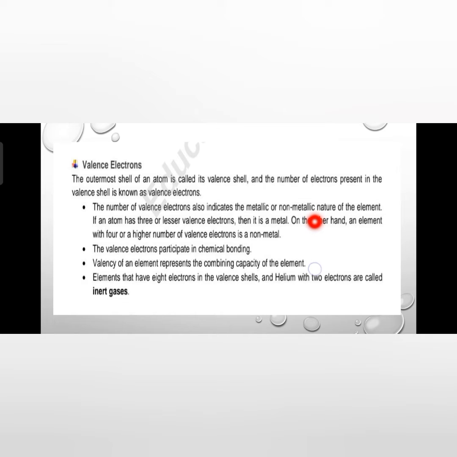As we know, the valence electrons participate in chemical bonding. Valency of an element represents the combining capacity of the element. It means that during the formation of a chemical bond, the electrons lost by an atom, gained by an atom, or shared by an atom is called its valency or its combining capacity. Elements that have 8 electrons in the valence shell, and helium with 2 electrons, are called inert gases.